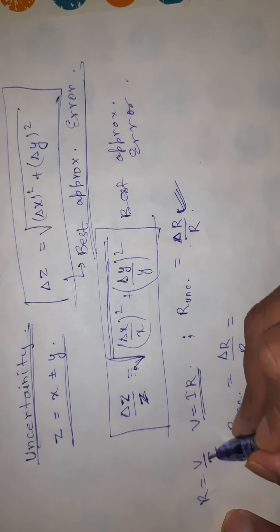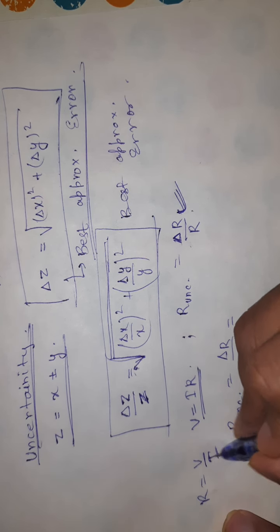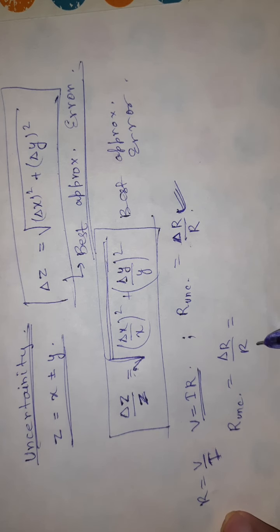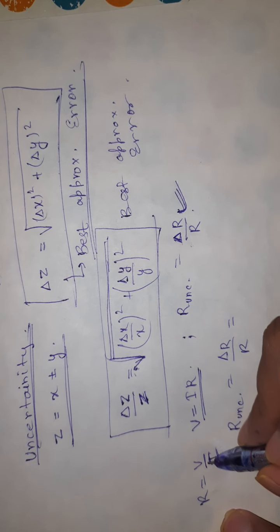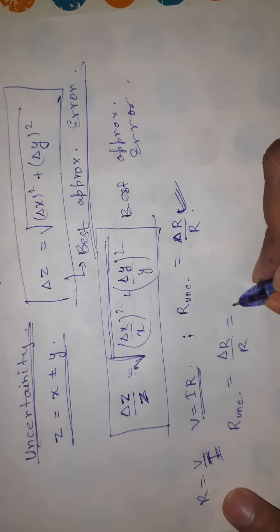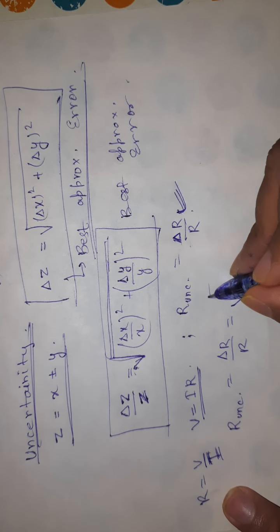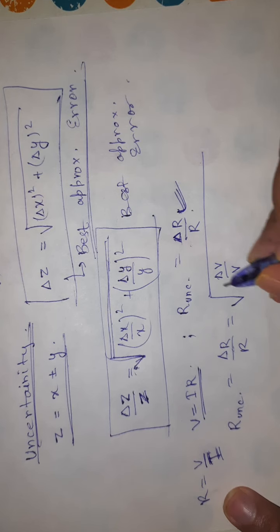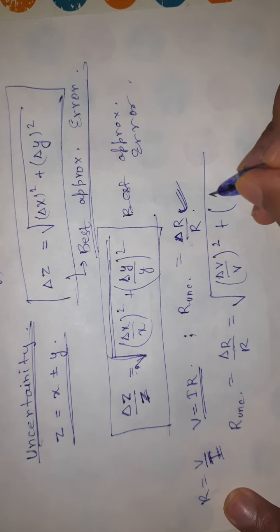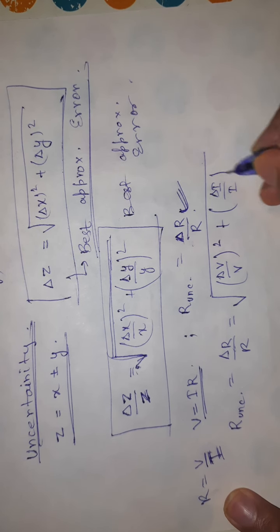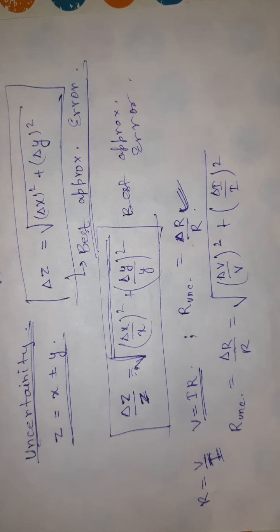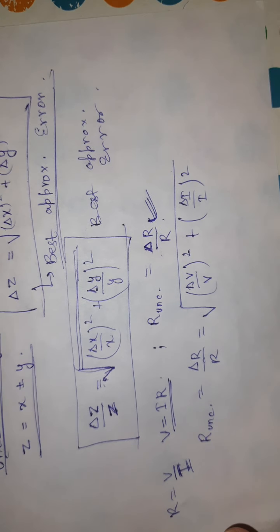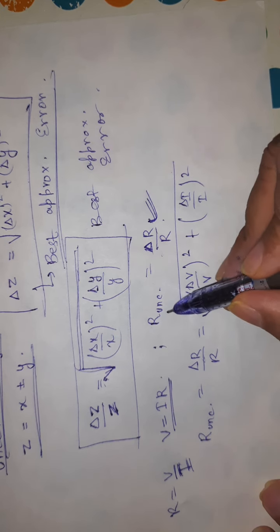When we apply logarithm, current will go up with a negative sign. But as I told, error is always additive, so we'll replace the negative value with a positive value. So delta R by R will be equal to the root of (delta V by V) whole square plus (delta I by I) whole square, okay.